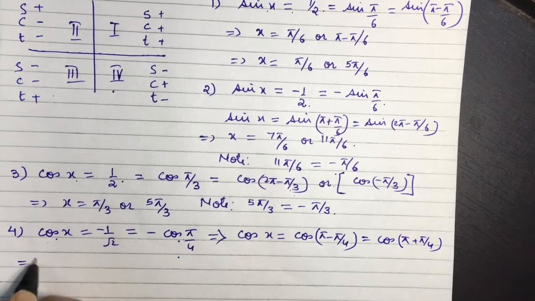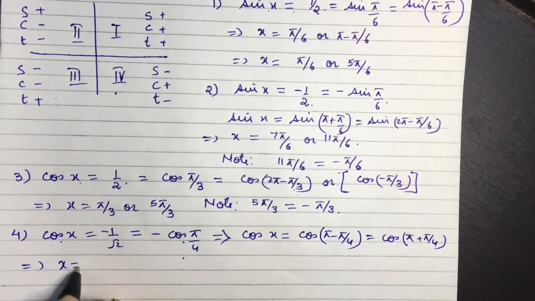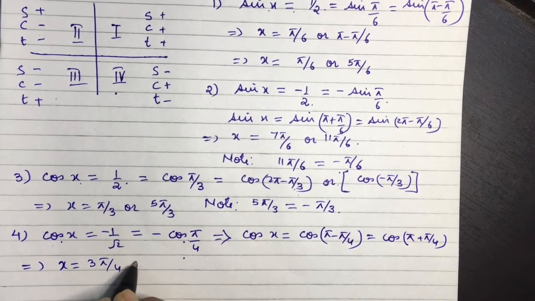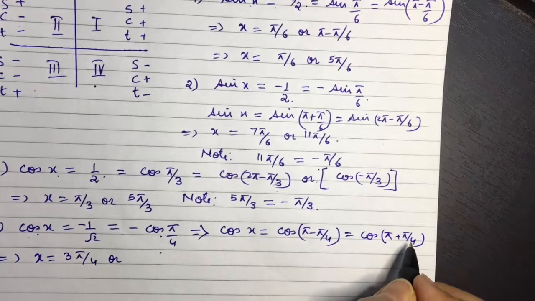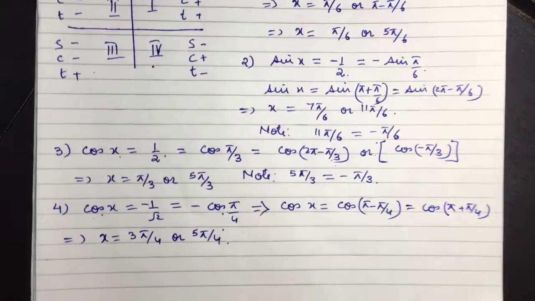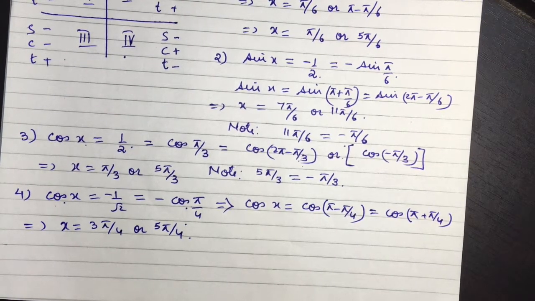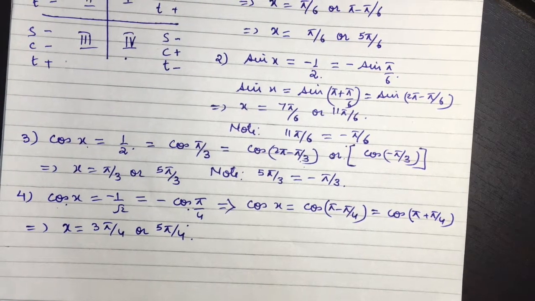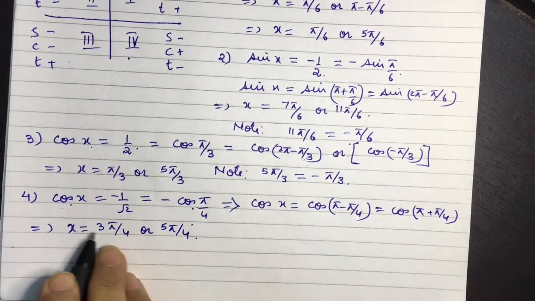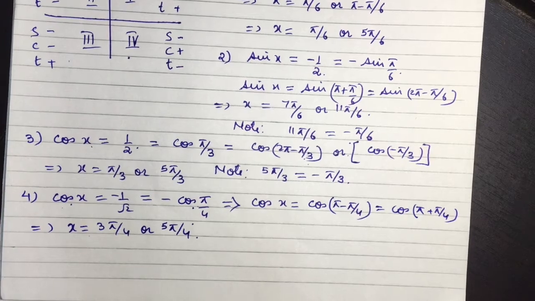And so comparing, now I can compare one cos with another cos. I get x is equal to pi minus pi by 4, which is 3 pi by 4, or pi plus pi by 4, which is 5 pi by 4. Similarly, I can deal with a tan function or sec or cosec. If you want, you can deal with them directly, or you can convert them into sine and cos and work accordingly.